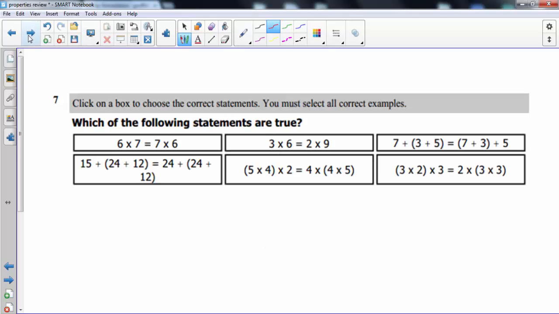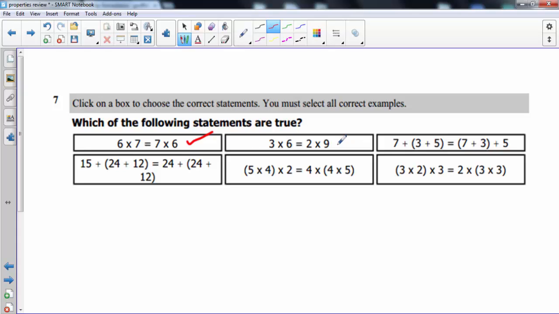Which of the following statements are true? And we have to select all the correct answers. Here, we're going to just go through each one and figure out if they're true or false. This is an example of the commutative property. This is going to be 42. This is going to be 42. Changing the order in multiplication doesn't matter, so that is true.